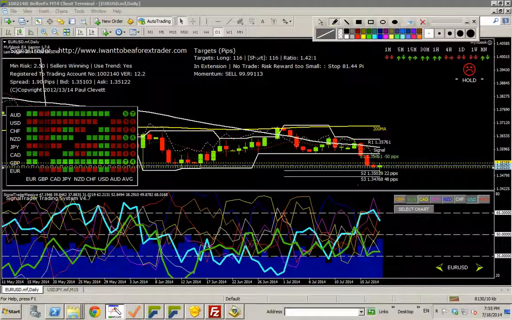He also looks to see that the risk reward, you can see over here, risk reward too small, because it's only 1.42 to 1. If the risk reward is too small, then he won't take the trade. So there's a lot of parameters that go on before he actually thinks about taking the trade. We've also up the top here got this trend information. You can see basically where things are going with all the trends.